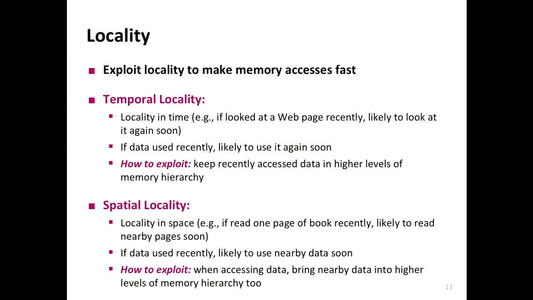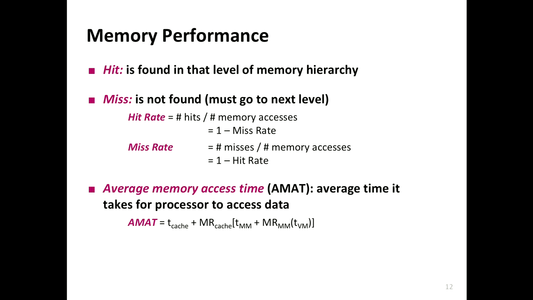Good. Let's see how we measure performance. Typically performance is measured in terms of hits and misses. A hit is whether the data that you are looking for has been found in the level of the memory you are looking at. If you're looking at the cache, then it's a cache hit. A miss is exactly the opposite. I don't need to explain.